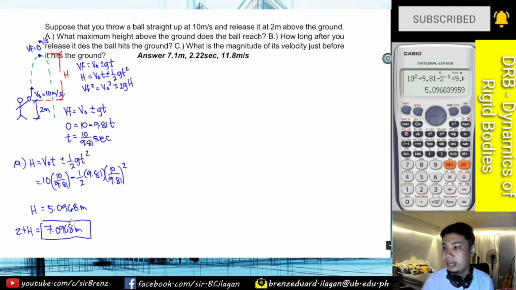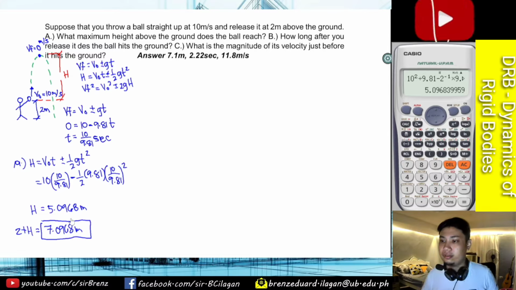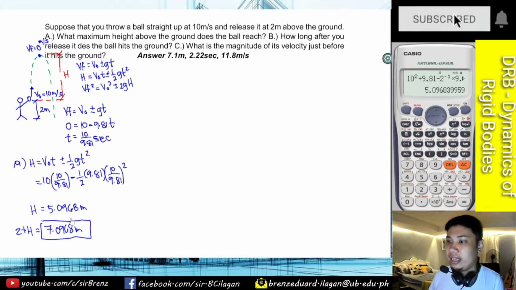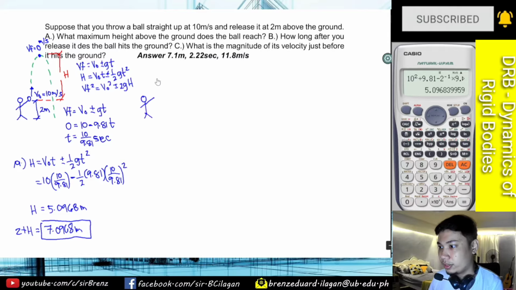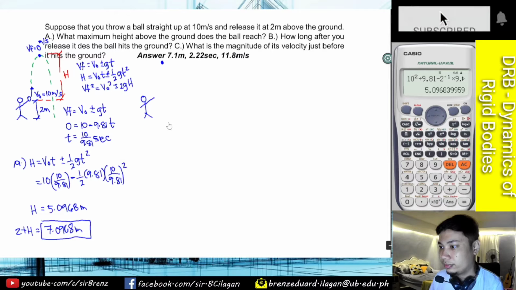Next, for letter B naman. How long after you release it does the ball hit the ground? Okay. So, we will analyze that for letter B. Di ba ito yung tao? So, mangyayari ngayon, coming from this point, tapos papunta dito, hanggang maarating ulit siya doon sa ground level.